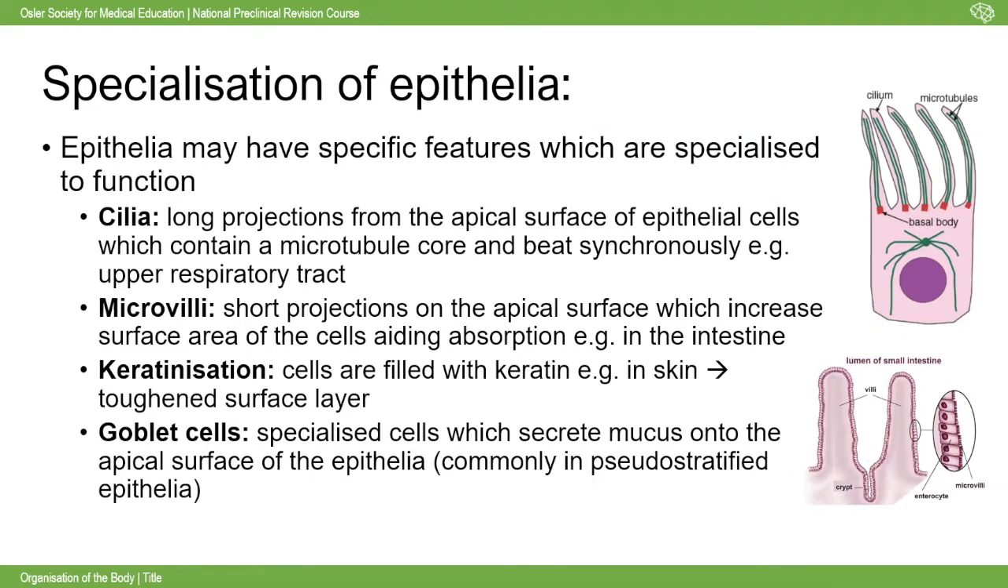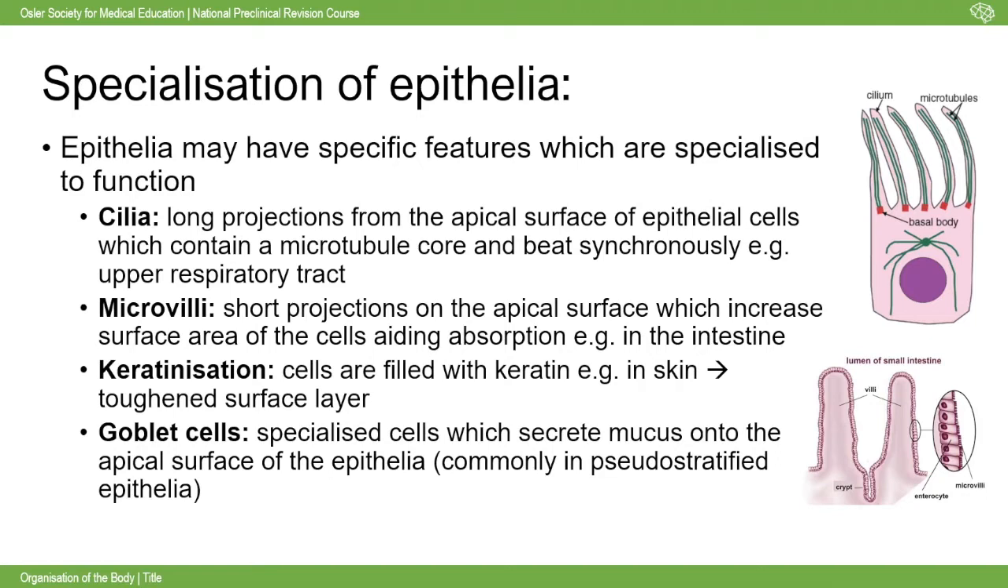So with that in mind, we want to look at the specialization of epithelia. Depending on the function that we want our epithelia to have, we will have certain specializations. So I've already mentioned the cilia that are present in the upper respiratory tract. These are long projections from the apical surface of epithelial cells, which contain a microtubule core and beat synchronously. They beat synchronously as a result of motor protein dynein, which moves along the microtubule core to enable this movement. And like I said, this enables propulsion of mucus upwards and outwards.